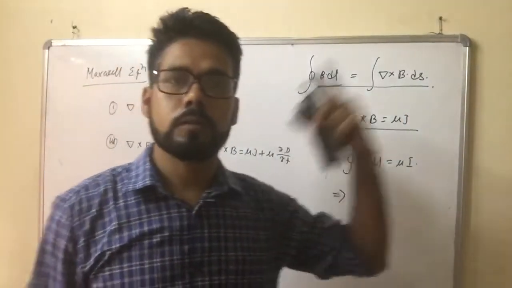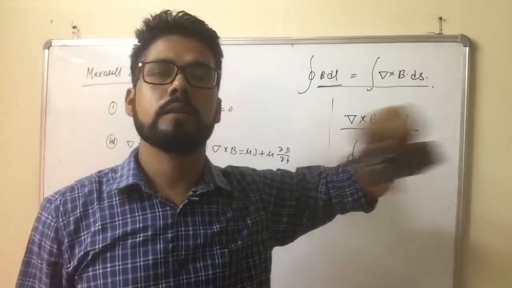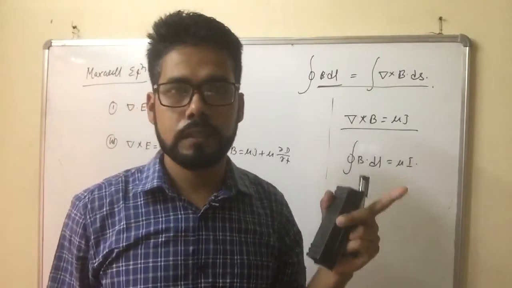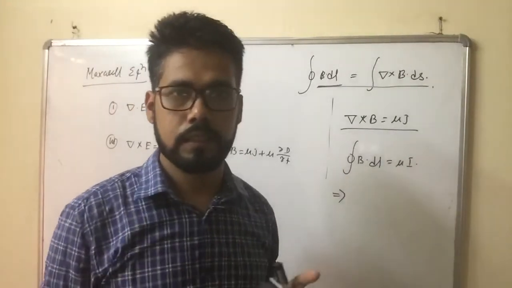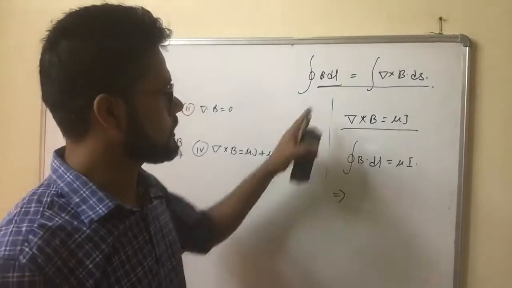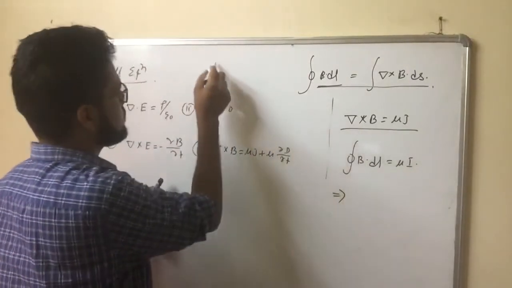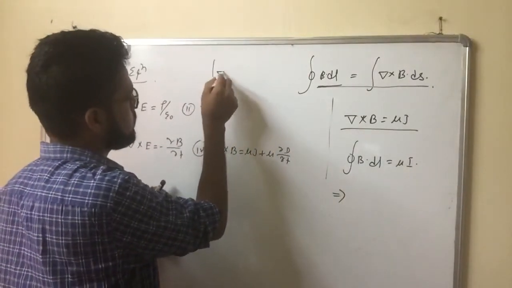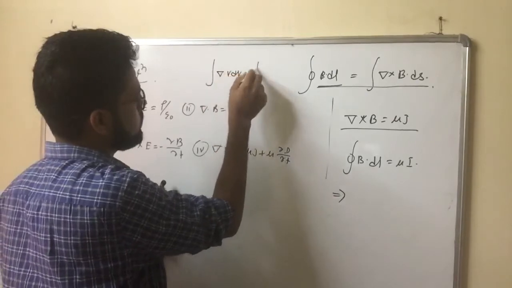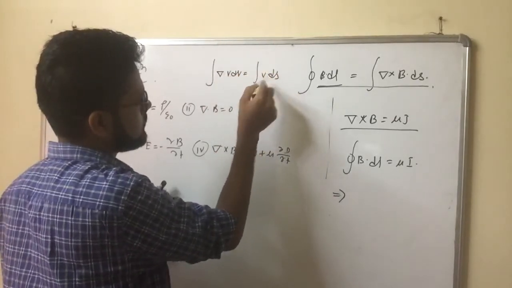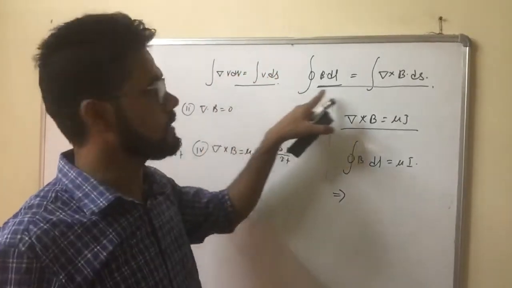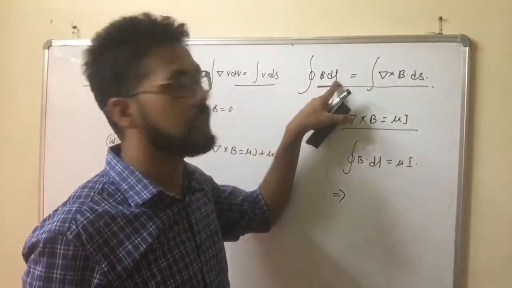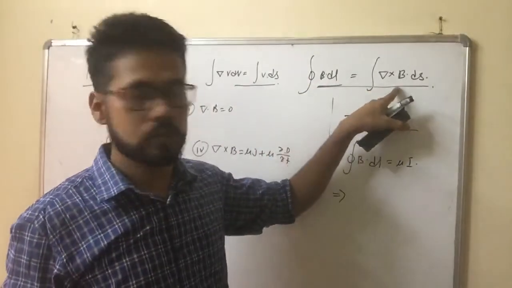Stokes law lets us convert a line integral to a surface integral, and with Gauss divergence law, the divergence of any function we can convert to a surface integral. This is Stokes law, and the divergence law is this one: the volume integral of divergence of V dV equals the surface integral of V dot ds. This is Gauss divergence law. This is Stokes law: the line integral of B dot dl we can convert to a surface integral.